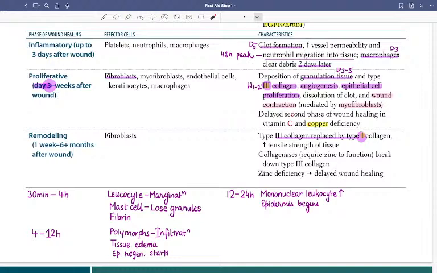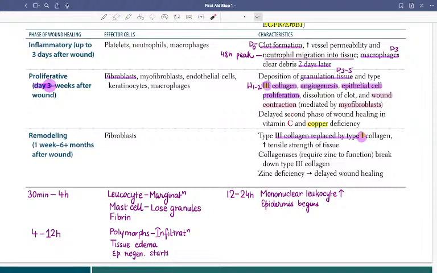Remodeling, fibroblast. Type 3 collagen replaced by type 1. Type 1 was bone, tendon, all that. Cartilage is type 2 collagen. So type 3 collagen is replaced by type 1 collagen, with increased enzyme and tissue. Collagenase requires zinc for breakdown. Zinc deficiency causes delayed wound healing.